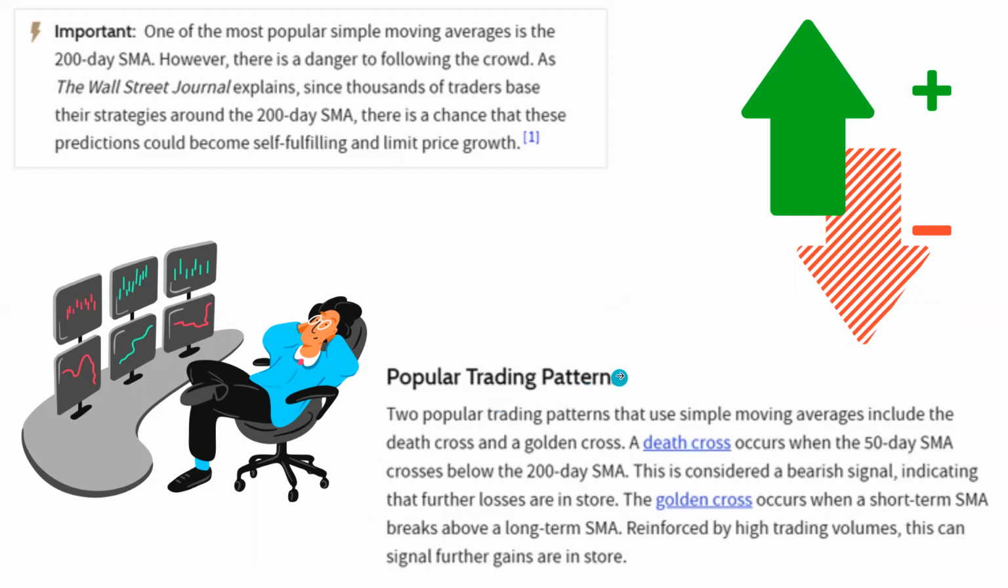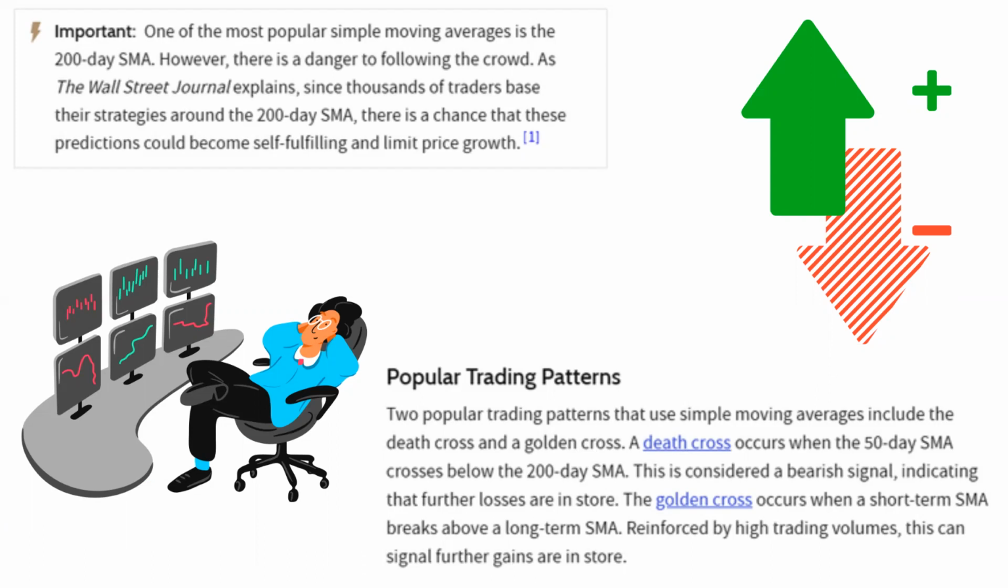Now, there are some popular trading patterns that we're going to go over, but we'll give a brief description real quick. Two popular trading patterns that use simple moving averages include the death cross and the golden cross. A death cross occurs when the 50-day simple moving average crosses below the 200-day simple moving average. This is considered a bearish signal, indicating that further losses are in store. The golden cross occurs when a short-term SMA breaks above a long-term SMA.